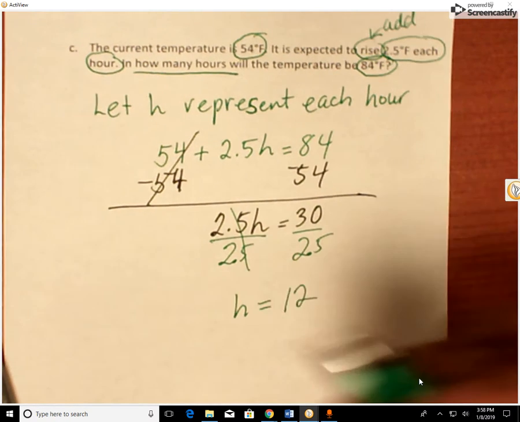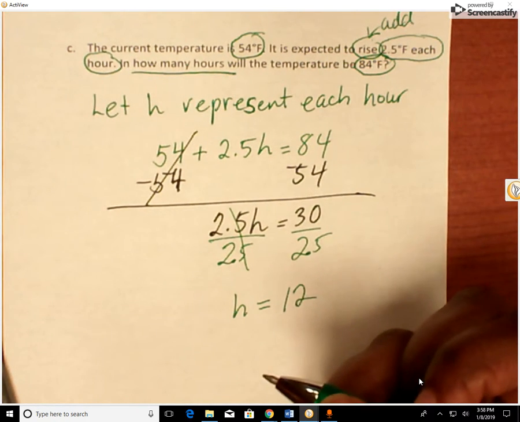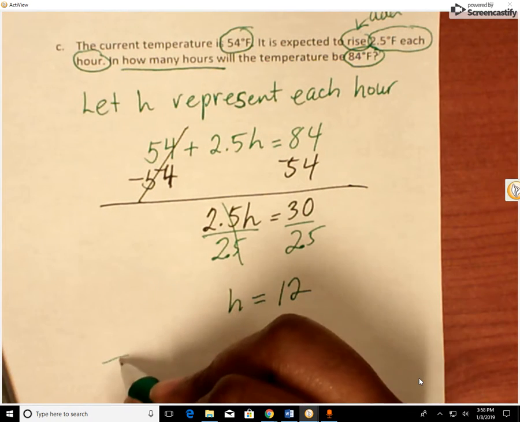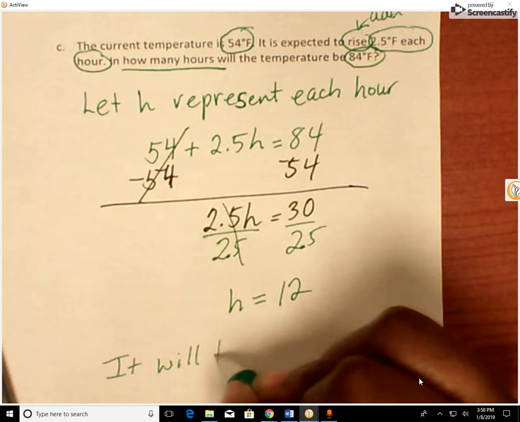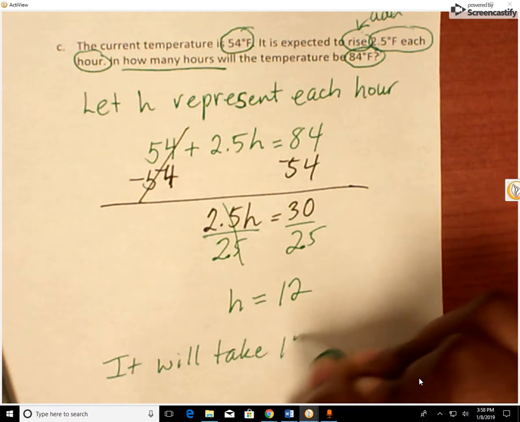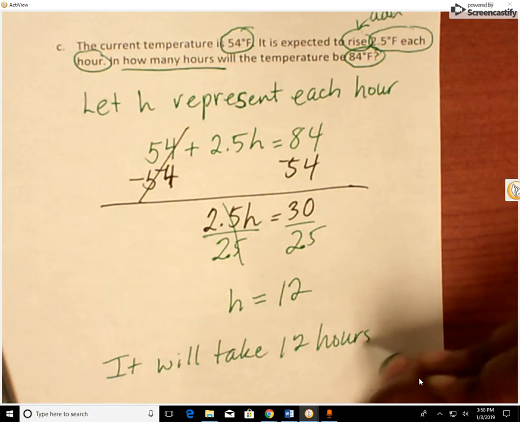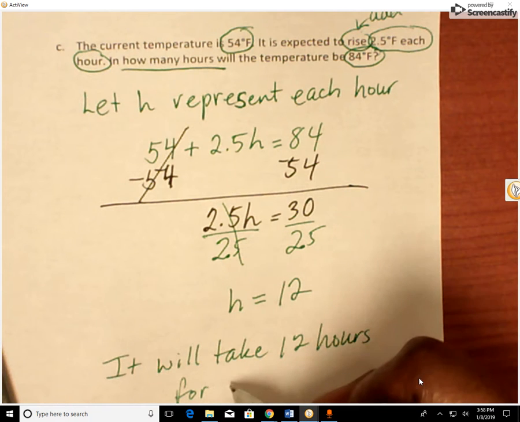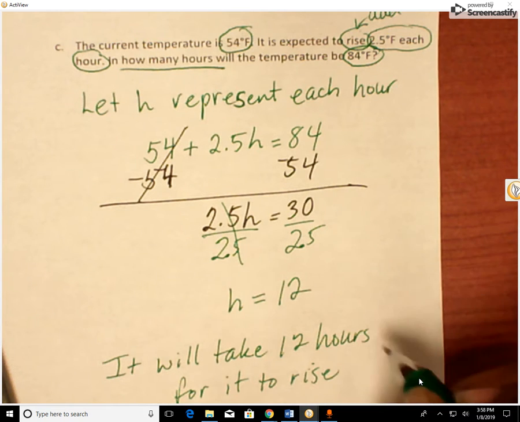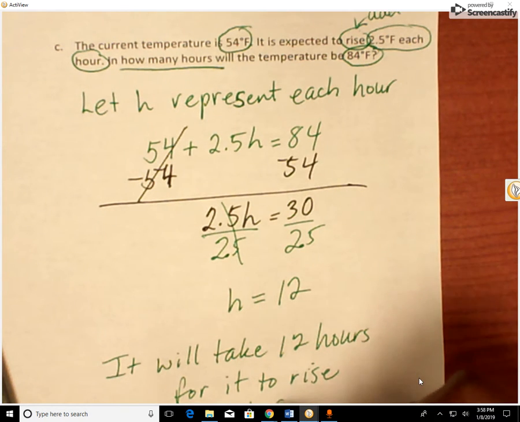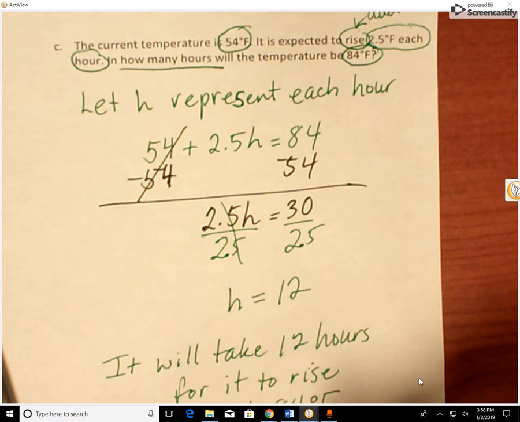All right. So it will take 12 hours for it to rise to 84 Fahrenheit.